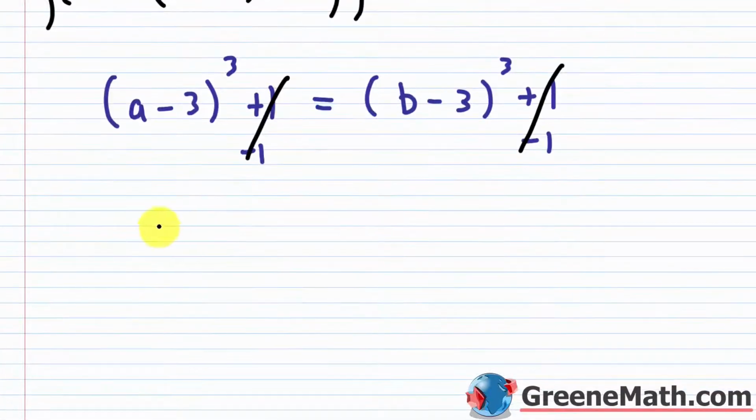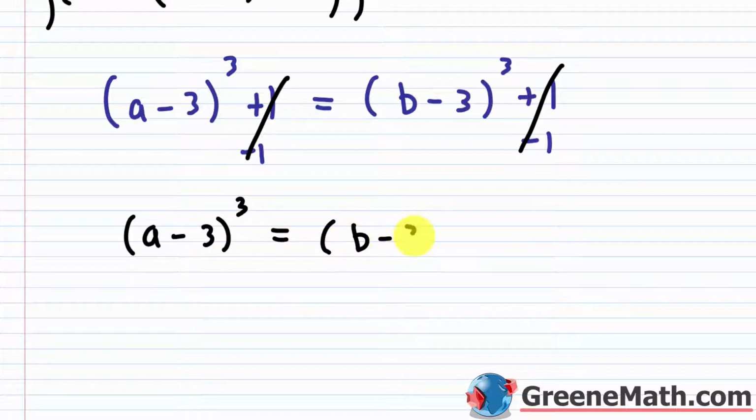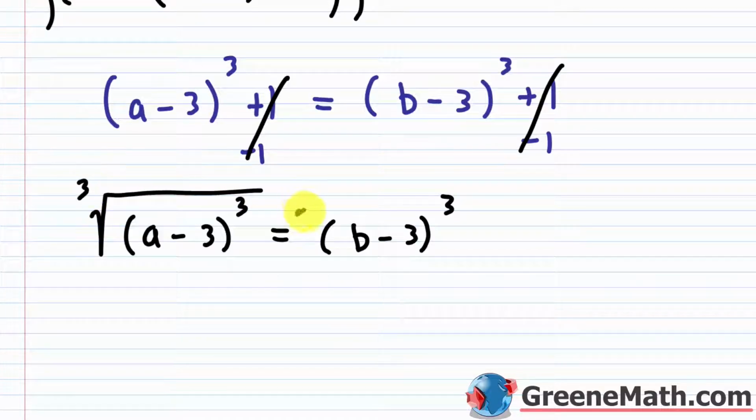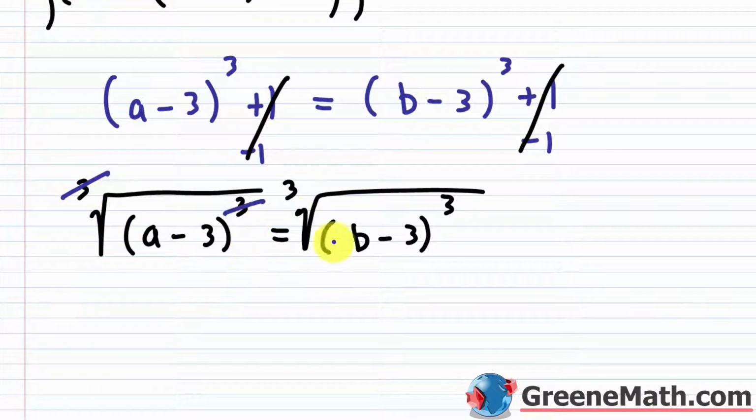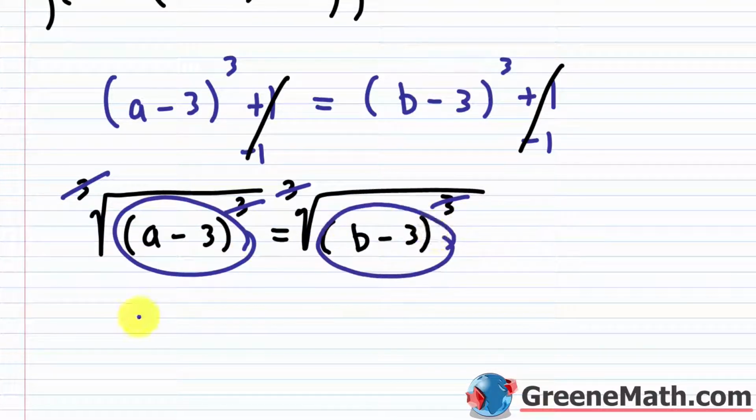So now what I'm looking at is a minus 3 cubed is equal to b minus 3 cubed, okay? And what I can do to get rid of this exponent of 3, I can use the inverse operation. I can take the cube root of both sides of the equation, or I could really raise both sides to the 1/3 power. It doesn't really matter how you think about that. I'm just going to take the cube root of both sides of the equation. And so we know that this index is going to cancel with this exponent in each case. And that's going to leave me with just this part right here. Okay, so I'm going to have that a minus 3 is equal to b minus 3.